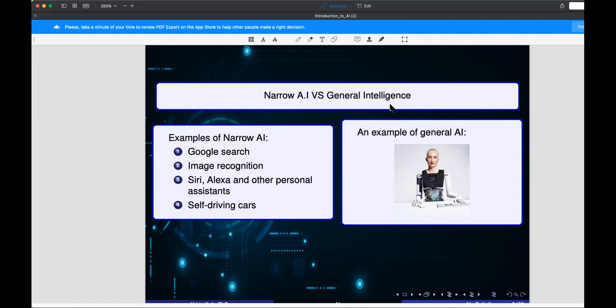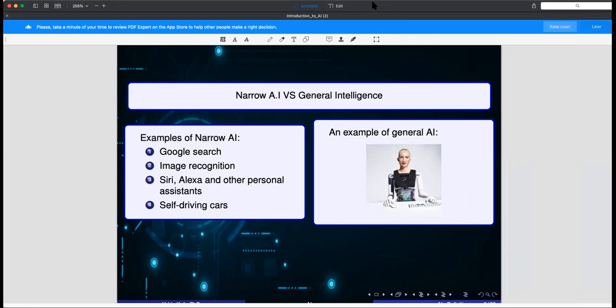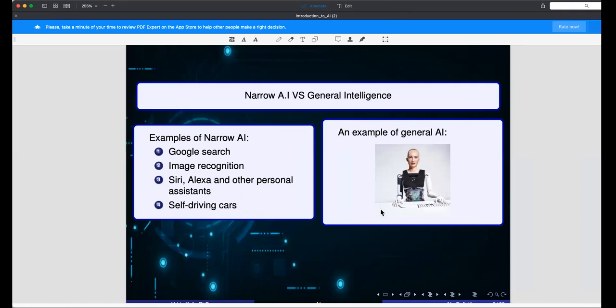So anyone knows this robot? She actually visited Kuwait, by the way. Her name is Sophia, if you heard about her. Sophia is an example of general AI. Why? She's so smart that her intelligence almost matches human intelligence. I don't know if you have seen the YouTube videos for her. She actually outsmarted the interviewer, and she kept telling sarcasm and so on. That tells you how smart this robot is, because when we talk about sarcasm, you're talking about culture.